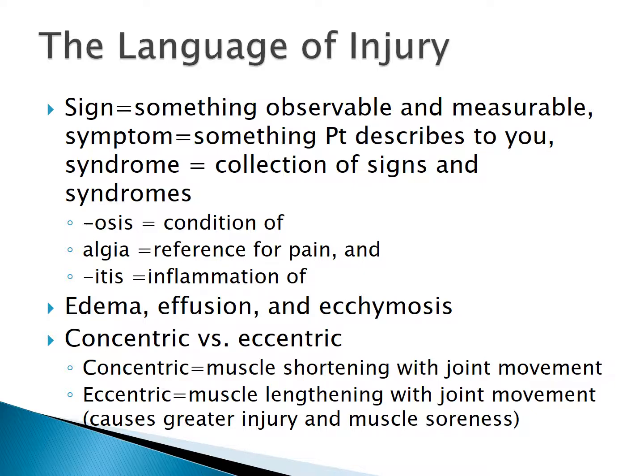The three suffixes of osis, algia, and itis can lead to some confusion for the athletic training student. Osis means condition of, algia is a generic reference for pain, and itis is the most common of the three and means inflammation of. When evaluating musculoskeletal injuries, discovering swelling in joints and the surrounding tissues is commonplace. The type and location of swelling dictates what it's called.